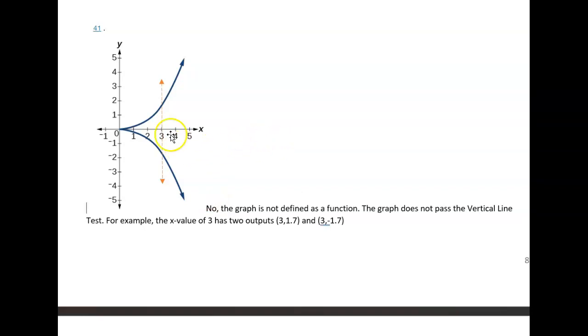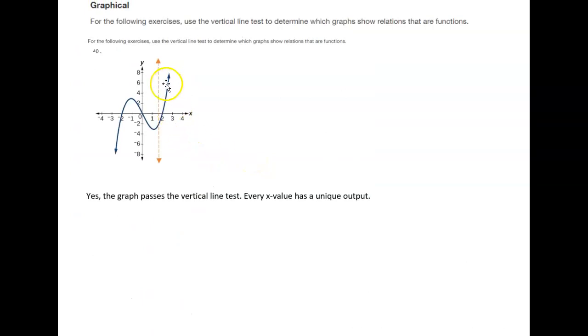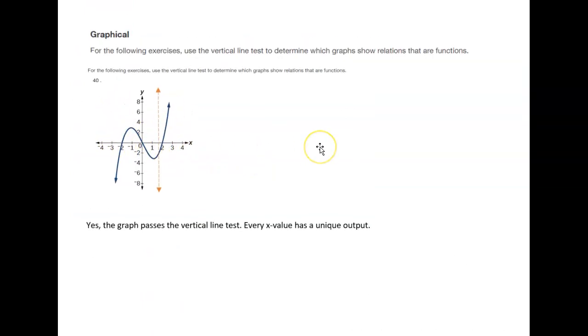The graph doesn't pass the vertical line test. And here, the x value of 3 actually has 2 outputs. We're looking at this value, which is about 1.7. I'm estimating it. And then technically this value, which is 3, negative 1.7. So when you have an x value giving you multiple y values, they're not defined as functions. Or in this case, this graph is not defined as a function. The previous one, since you only have a single intersection, is defined as a function.